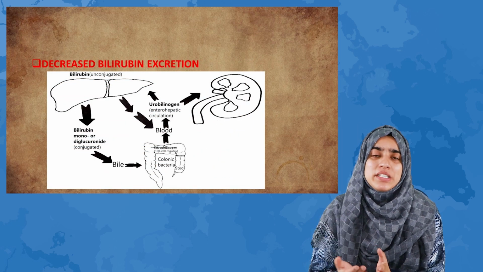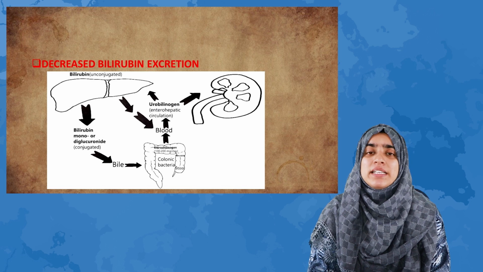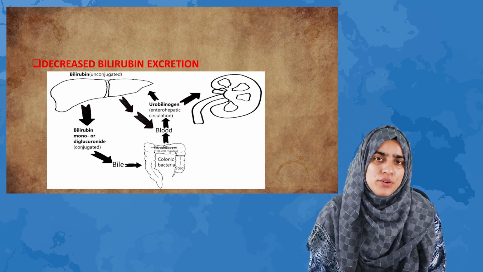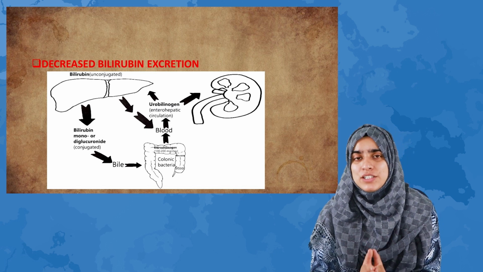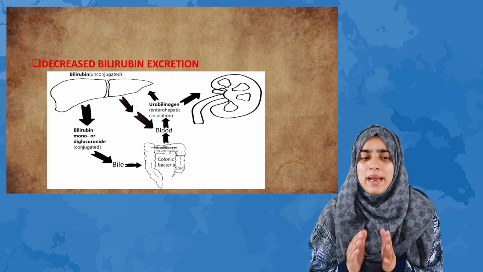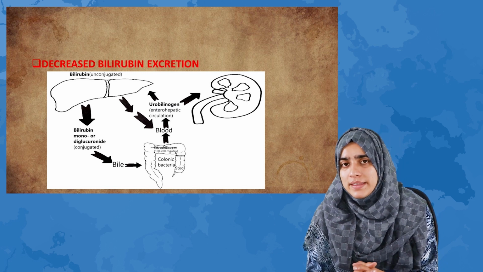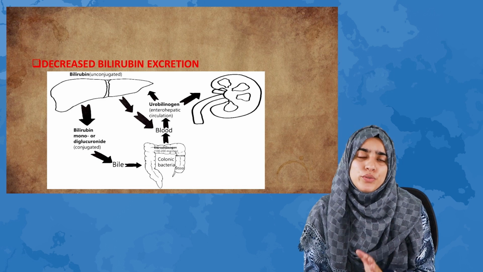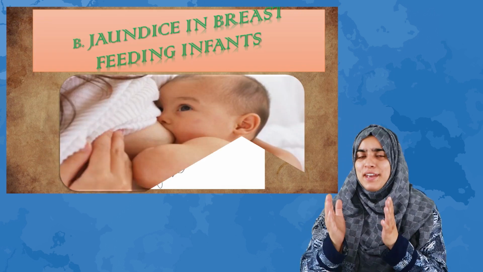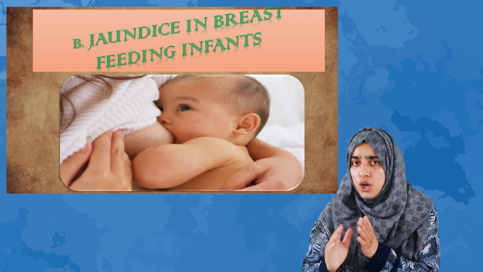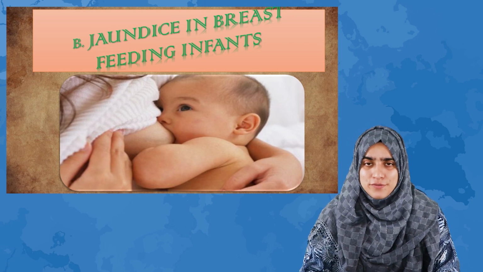Next comes decreased bilirubin excretion, which can be another cause for this condition. While feeding the child, peristalsis occurs and produces a rapid passage of meconium, thus reducing the absorption of conjugated bilirubin by stool. Now we'll talk about the next type of this condition, that is jaundice in breastfeeding infants.